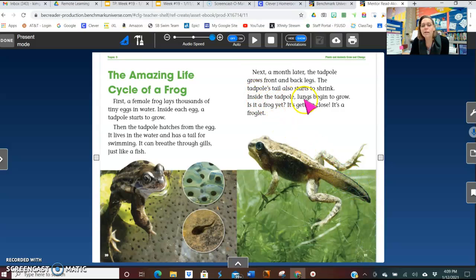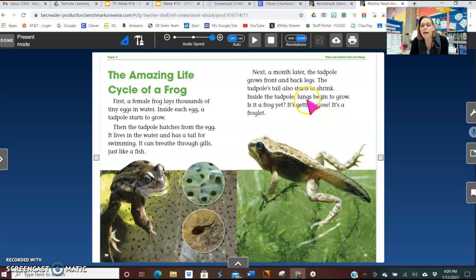Inside the tadpole, lungs begin to grow. Is it a frog yet? It's getting close. It's a froglet. So go down here and connect what you're seeing here with those words up there. What do they call this?